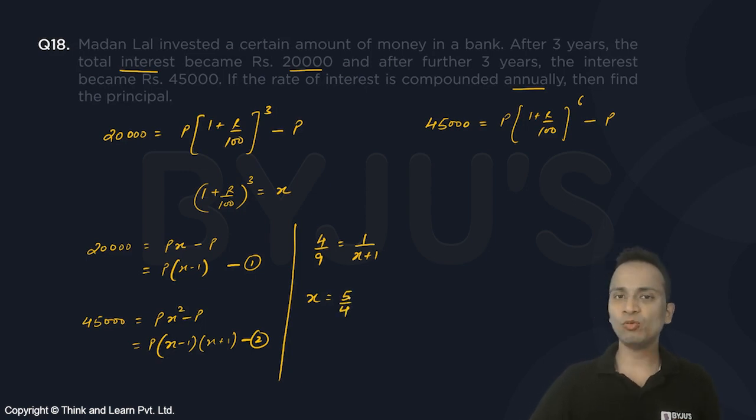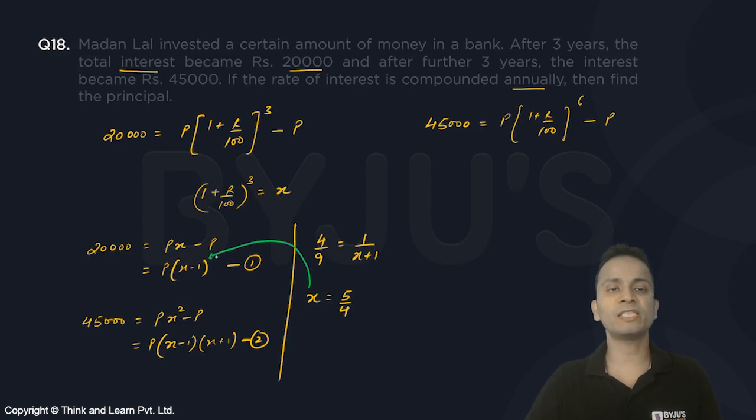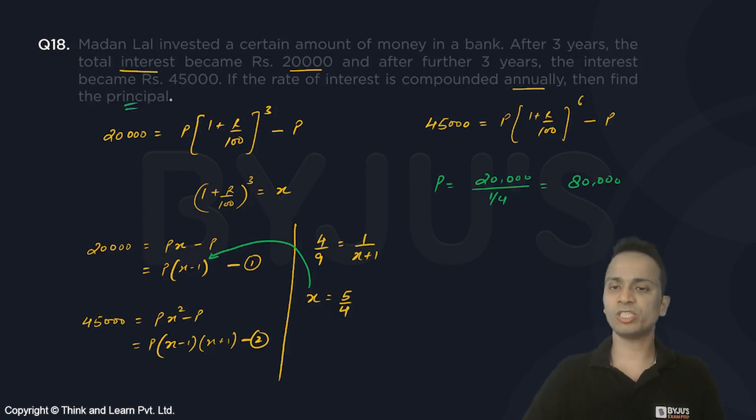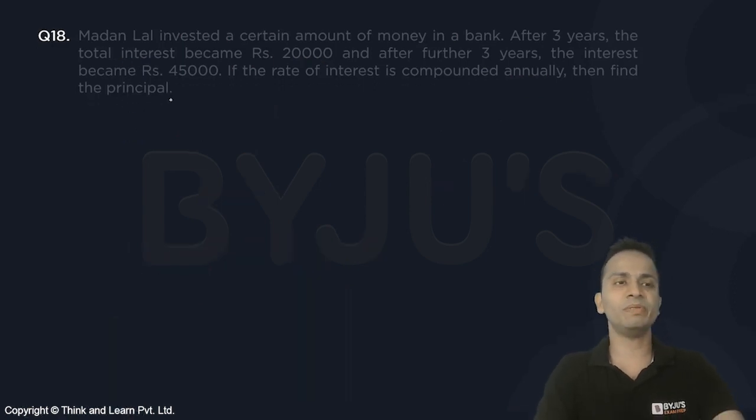Now, once I've got the value of x, I can substitute in any of these equations, either equation number 1 or equation number 2, to get the value of p. So substituting the value of x in equation number 1, the value of p that I'll get will be 20,000 divided by x minus 1. So 5 by 4 minus 1, that is 1 by 4. So it will be 80,000. So the principal asked in this question is equal to 80,000, and that will be the final answer.